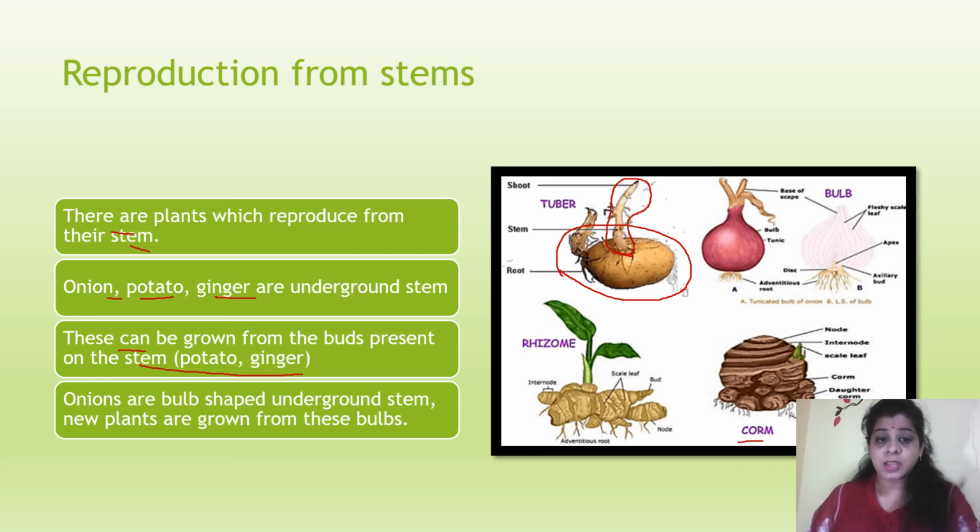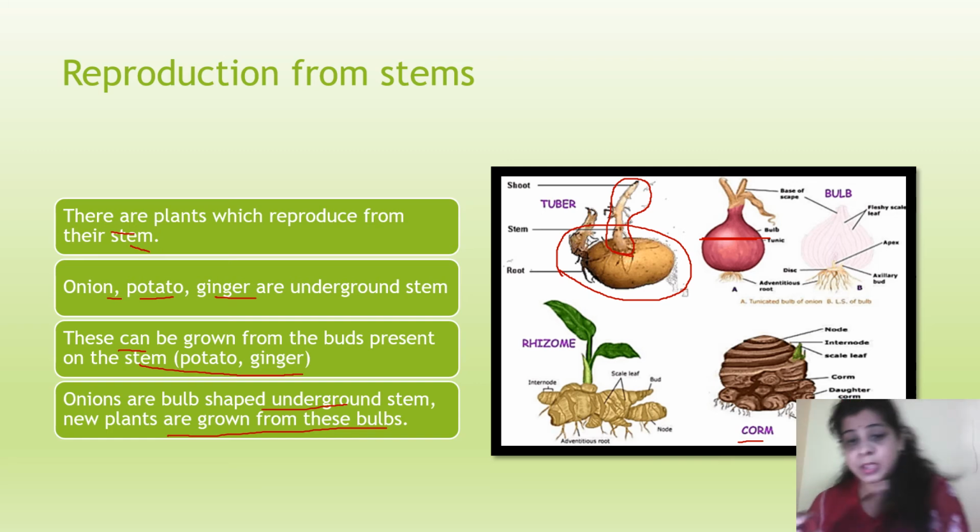Okay, now onions are bulb-shaped underground stems. New plants are grown from these bulbs. When these bulbs are cut and put in the soil, the new plant also arises from these stems only. Like the same way, ginger also produces new plants, and the small nodes that it has are placed inside the soil, and new plants arise from the underground stem.